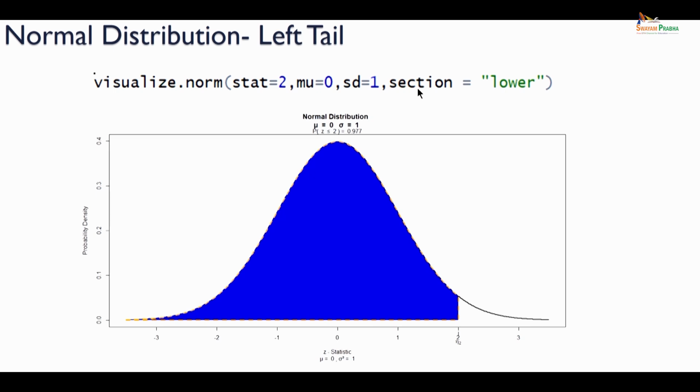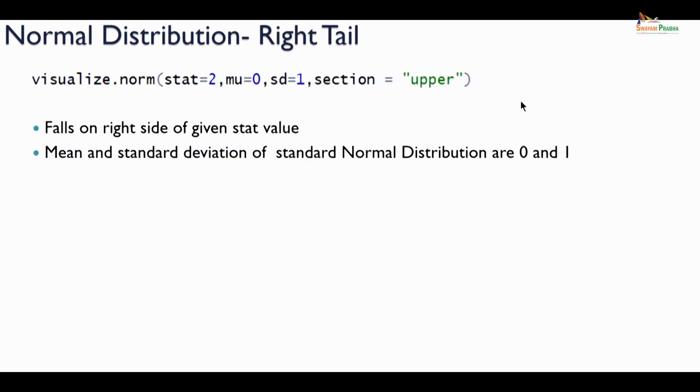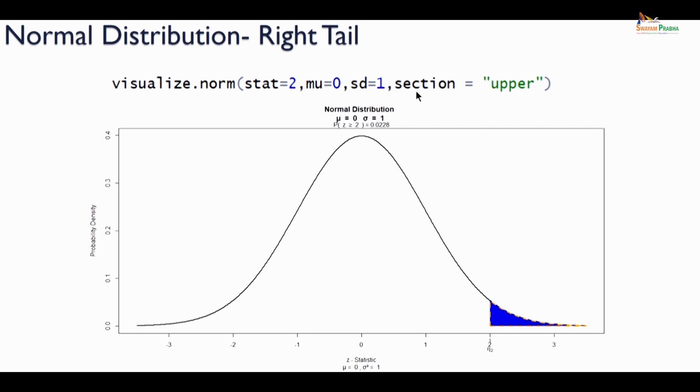Now let us look at the right tail normal distribution. Instead of section is equal to lower, I am going to give section is equal to upper here. Now, this will give you a normal distribution that will fall to the right of the stat value. So, let us see how the plot looks. I have changed the section from lower to upper here. Even for this plot, I have maintained mean of 0 and the standard deviation of 1. Here you can see the area is highlighted. This is the area that corresponds to a stat value of greater than or equal to 2.